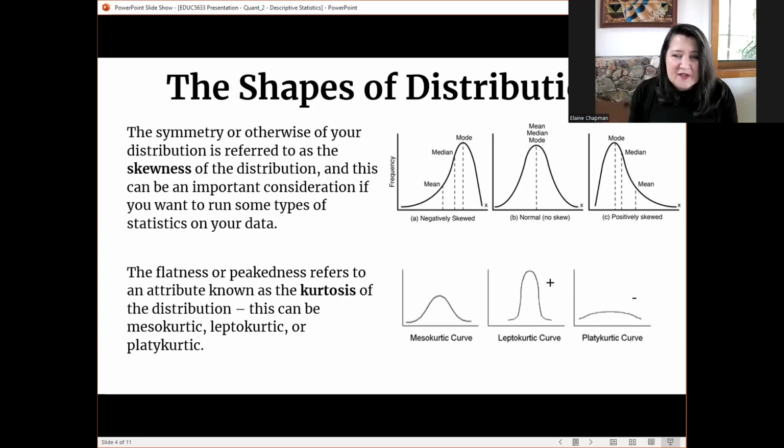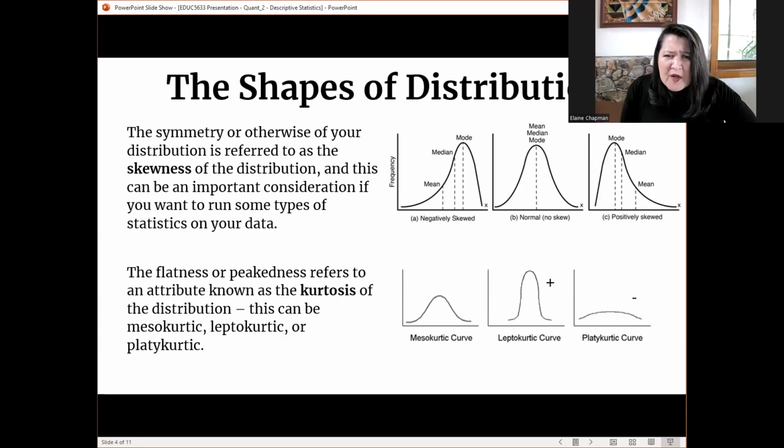If we have a positively skewed distribution, it's basically the mirror image of that. A positively skewed distribution has most of the scores bunched up on the left-hand side, or the lower end of our score value range. And then we just have a few high scorers that are dragging out the distribution to the right rather than to the left in this case.